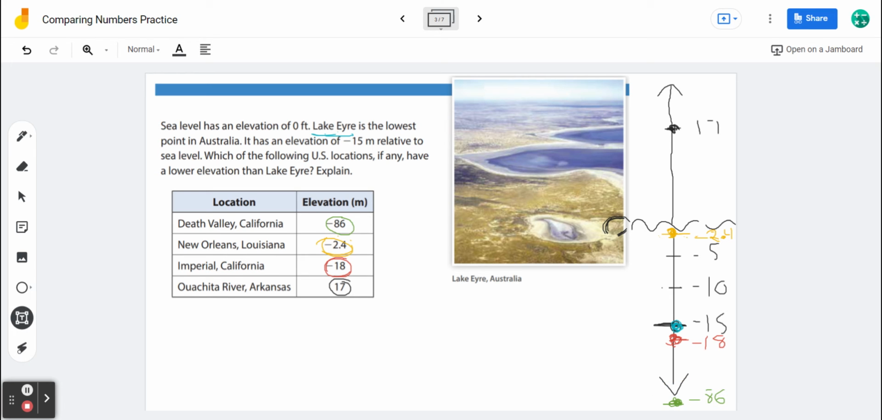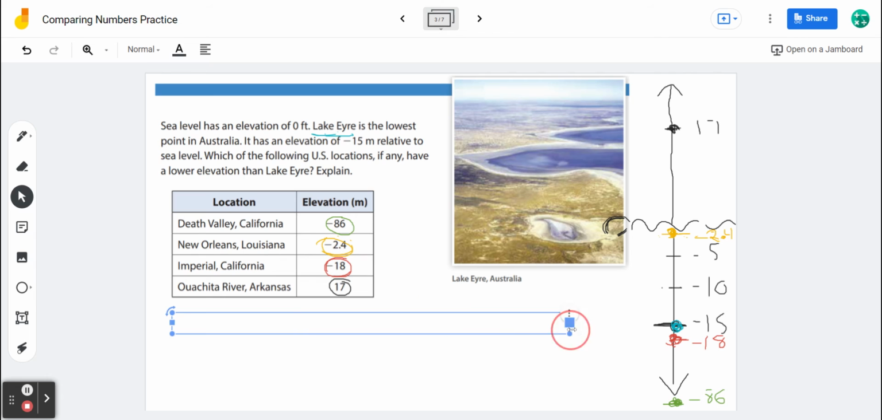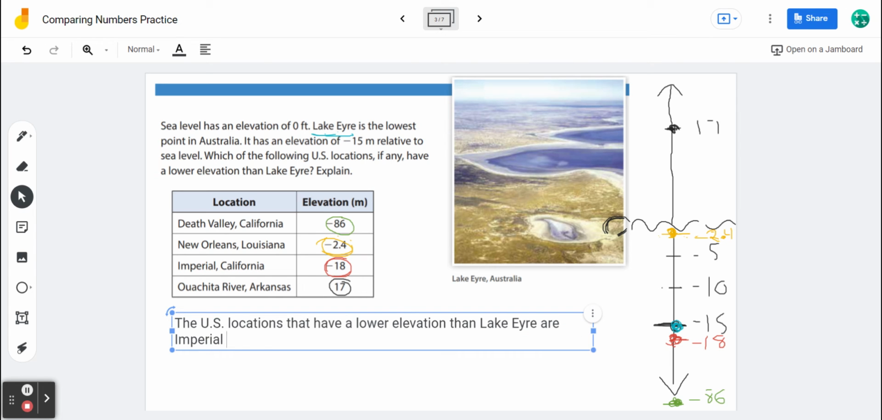So now I'm going to go over here and I'm going to start typing my response. With word problems, we always like to restate the question. The following, now we can skip that word, the U.S. locations that have a lower elevation than Lake Erie are the red dot, which is Imperial, California, and the green dot, which is Death Valley, California.